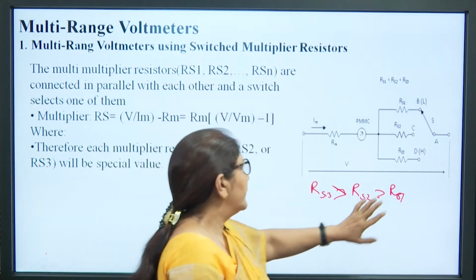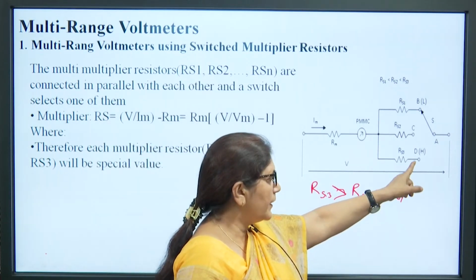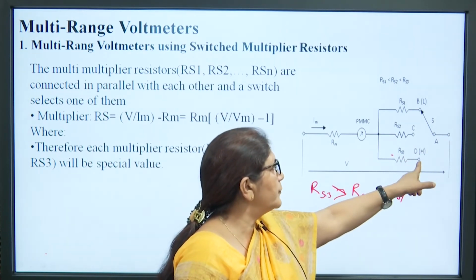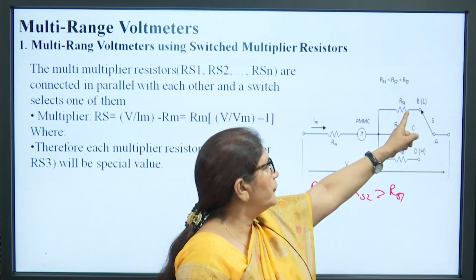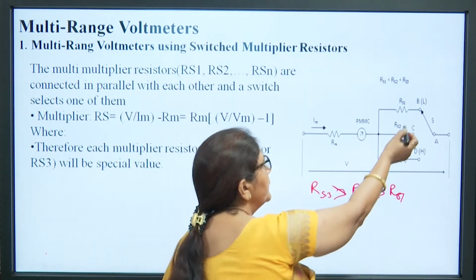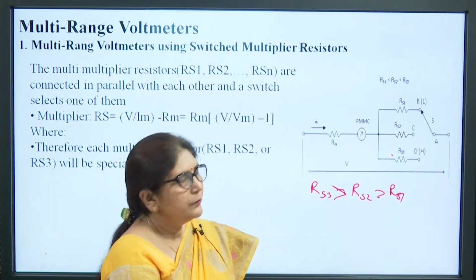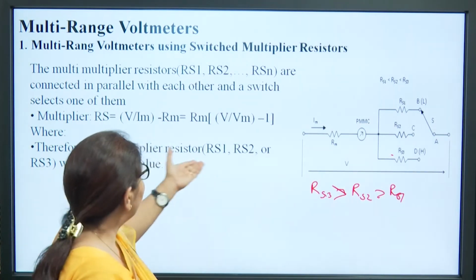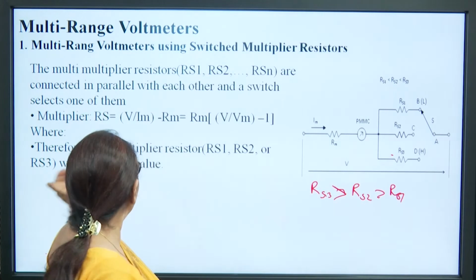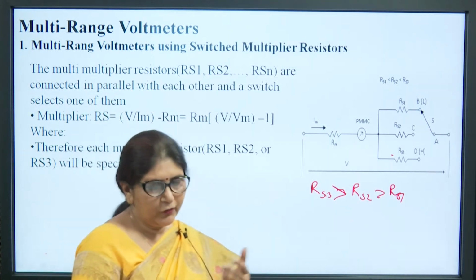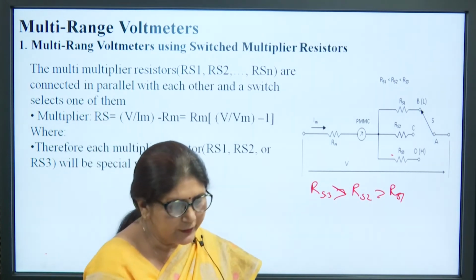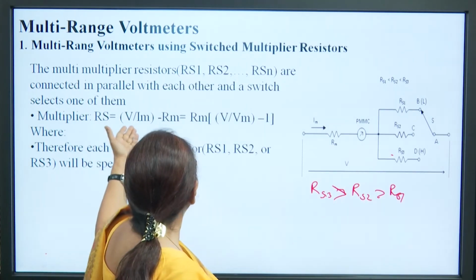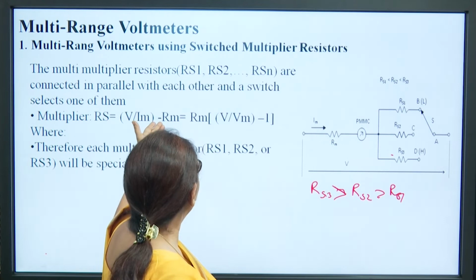If we want to measure a higher value of voltage, then we place this switch at this position. If we want the lowest value of voltage to be measured, then we put the switch at that position. Therefore, the multiplier resistances Rs1, Rs2 and Rs3 all have specific values, and we can calculate them by using the equation Rs is equal to V by Im minus Rm.